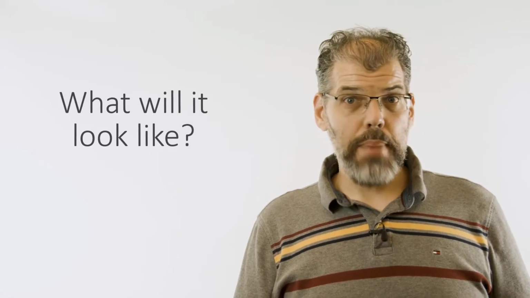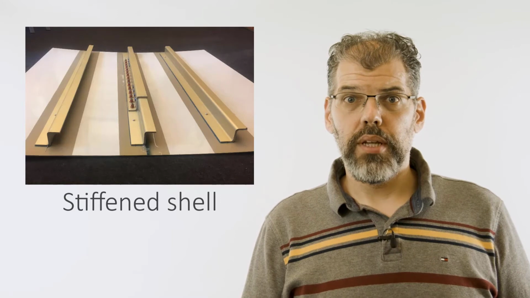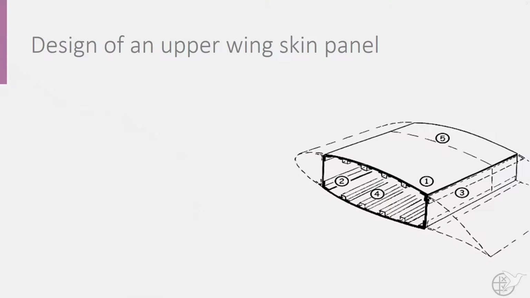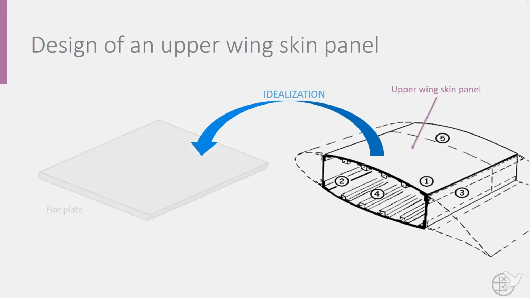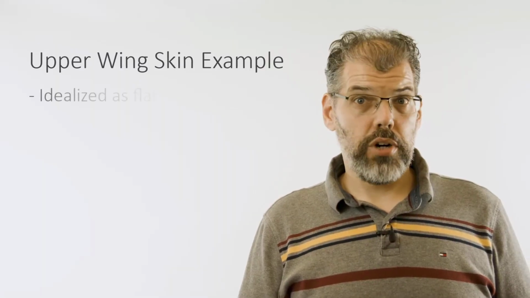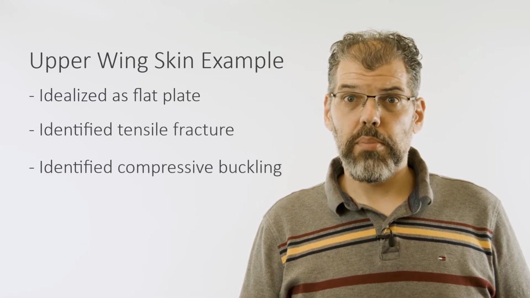But what will the wing skin panel look like? From our knowledge about aircraft structures, we know that a wing skin panel typically takes the form of a stiffened shell. That is, a relatively thin plate of material with reinforcing stiffeners. But at this stage of the design, even this is too detailed a configuration to consider. For the purposes of selecting a material, we can idealize the wing skin as a far more simple yet representative structure, a flat plate. So we now have idealized our structure as a flat plate and identified fracture and buckling as two limits to its structural capability.